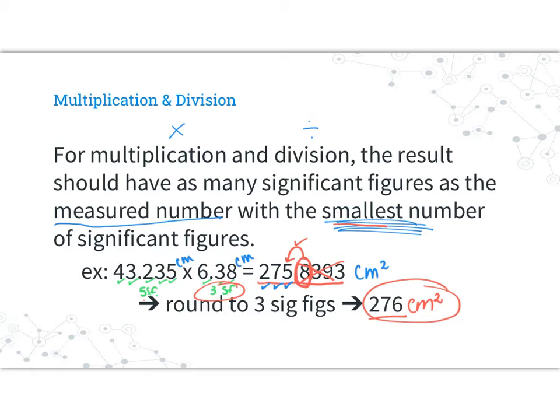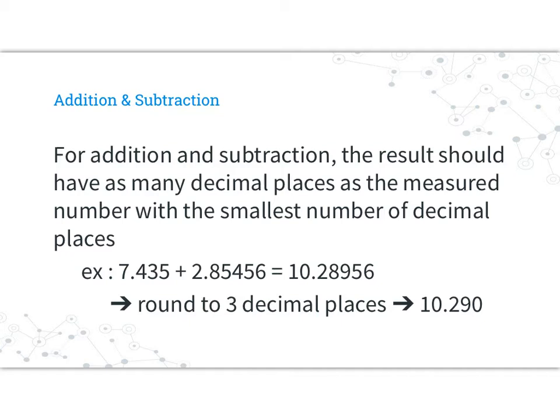We do mostly multiplication and division in Chemistry 20, so this is the rule you would use the most. Addition and subtraction is still important, but we don't use it nearly as much. So for addition and subtraction, the result should have as many decimal places as the measured number with the smallest number of decimal places. Okay, so kind of my example here is we're measuring to the same amount of accuracy.